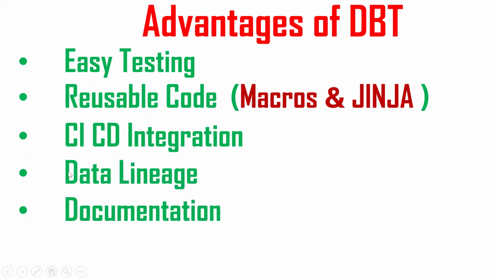Tell me, with the help of Snowflake, can you get the data lineage? Somebody tell me. It is not possible. Documentation is possible, but not data lineage. CI/CD is not new, it was available in Snowflake before, but in DBT we can go for CI/CD and reusable code. We write it one time and can execute it in multiple places. So these are the advantages of DBT.